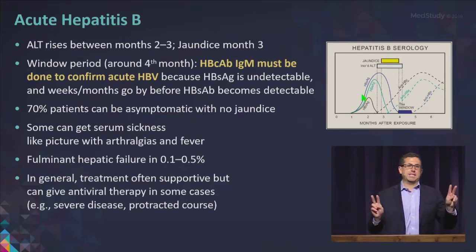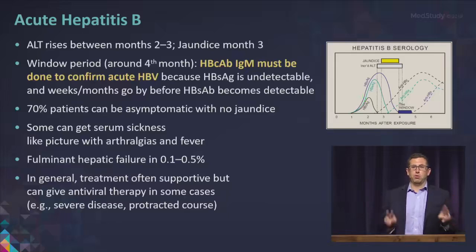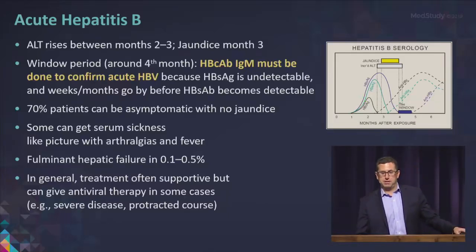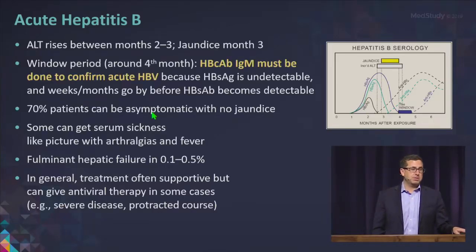So that's a classic testable thing: the core window in acute hepatitis B exposure and clearance. In contrast to hepatitis A, most patients with Hep B are actually asymptomatic with no jaundice, but some patients could get jaundice or even fulminant liver failure.